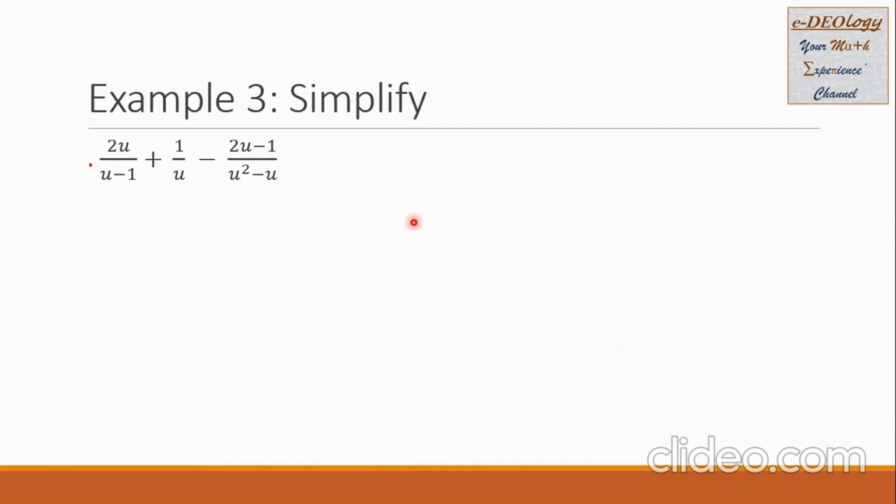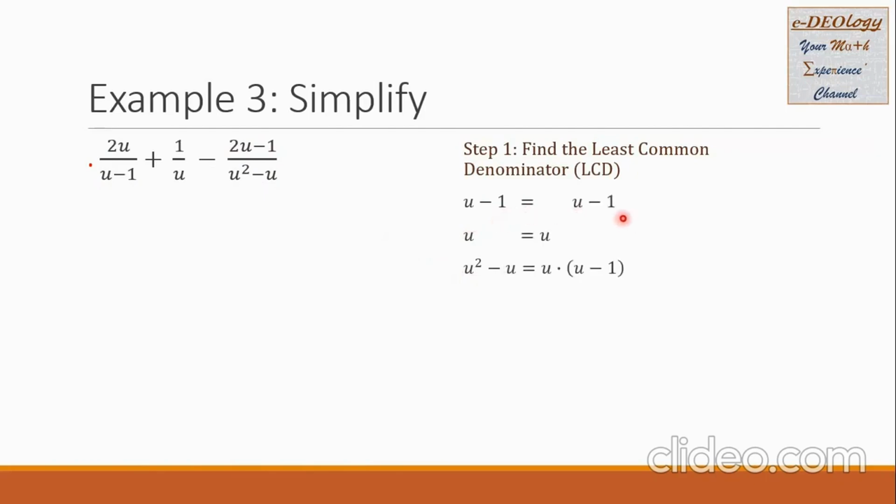Let us go to example 3. Simplify these three rational expressions. Let's have the step 1 to find the LCD. Let us list all the denominators in here. And then let us factor one by one. For the u minus 1, it is already in simplified form, so we'll just copy it here. For the u, also it is already simplified, so we'll just write it again.